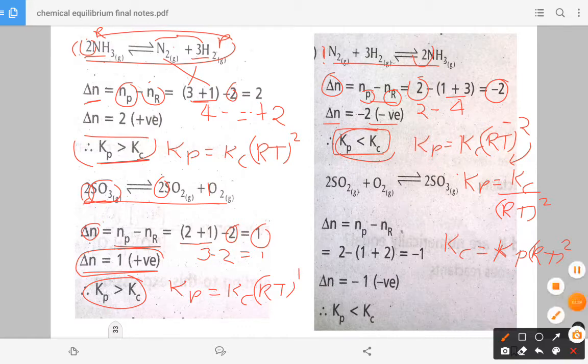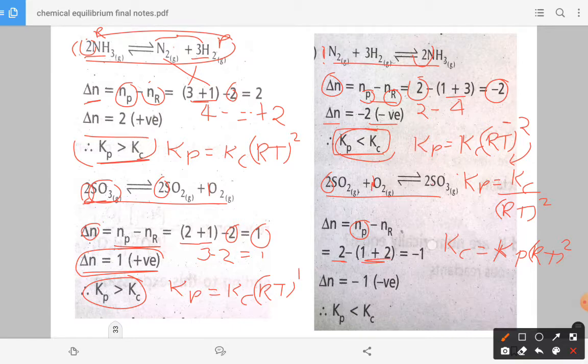Next, go for the next example here. So this is now the formation of sulfur dioxide. Now Np, the number of moles of product, how many do we have? 2. Now reactant: this is 1 mole, this is 2 moles, 1 mole. So total how much are we getting? 3.